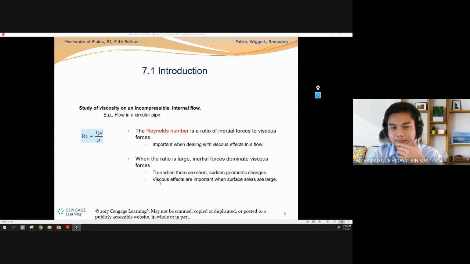Okay, this is what it means. Viscosity effects are important when the surface area is large. You mean if the surface area is very large, there will be many zombies. This zombie will kill you, will try to pull you and eat you. So more surface area will have more viscosity.